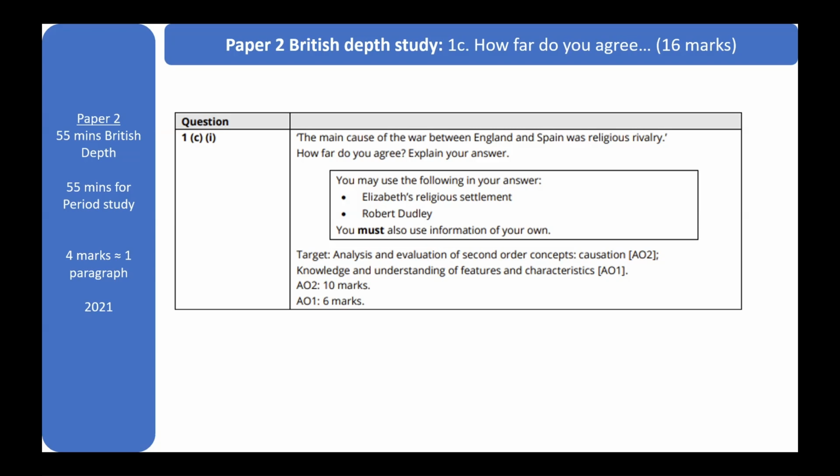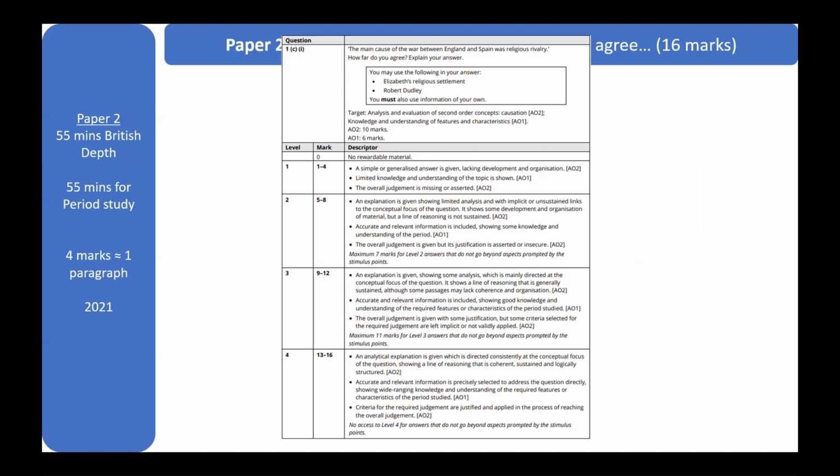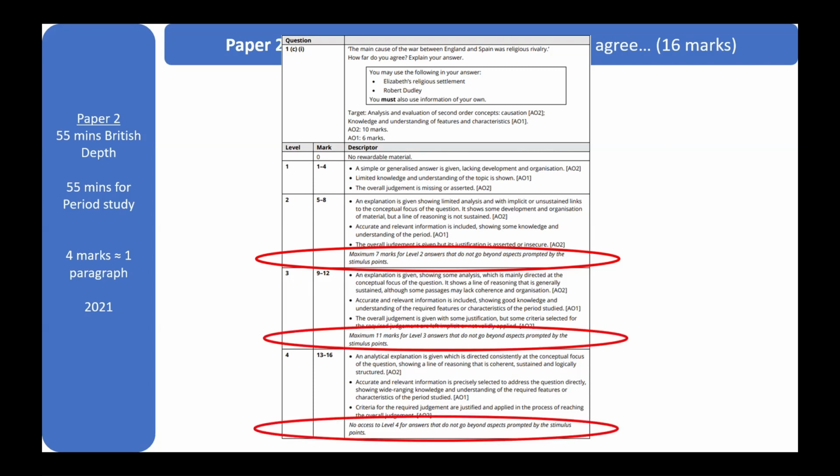So the question: the main cause of the war between England and Spain was religious rivalry. How far do you agree? 2 stimulus points. Now, what's really interesting to note is that the assessment objective 2 is worth more in this question than the knowledge you can recall. So it's about your explanation of the second order concept, whatever that is. And for this example, it's causation. So what caused the war between England and Spain? Was it religious rivalry? So again, for this question, you must go beyond the stimulus points because it's capped.